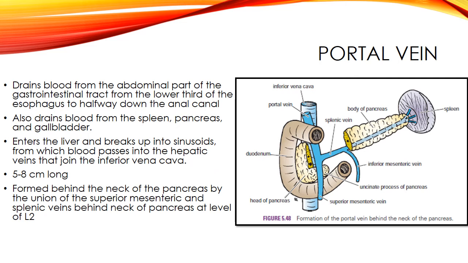Now we come to the portal vein. It is basically a large venous structure which drains blood from the abdominal part of the GI tract, especially from the lower third of the esophagus to halfway down the anal canal. When we were studying the blood supply of the gastrointestinal tract, the venous drainage of the entire gastrointestinal tract that we studied, from the lower third of the esophagus to midway down the anal canal, all of that venous drainage ultimately drains into the portal vein.